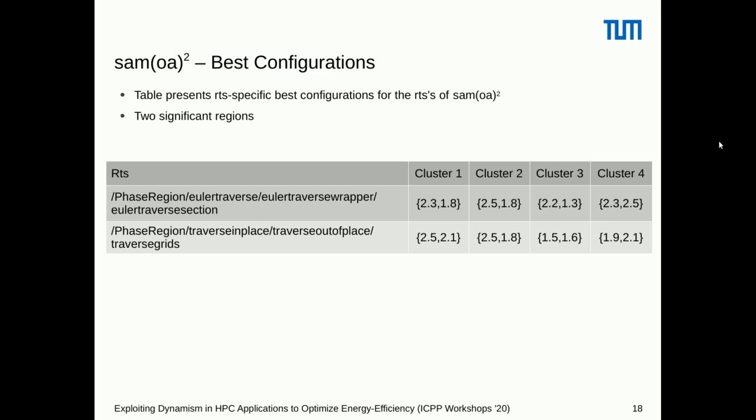The best configuration for the RTSs of the significant region, Euler traverse section, has a high setting for the CPU frequency and a low setting for the uncore frequency, except in the case of cluster 4. Thus, we can say that this region is compute bound for the phases belonging to clusters 1 to 3.